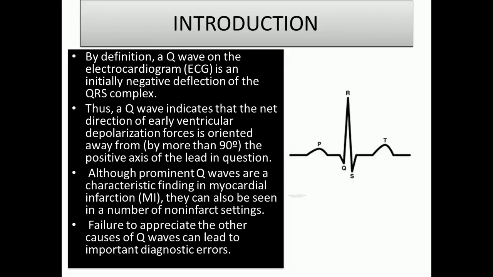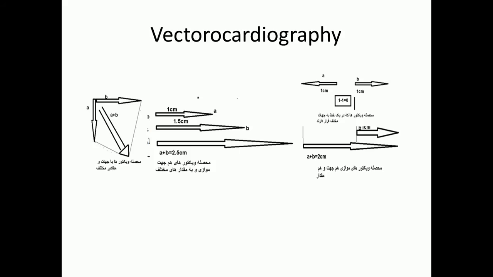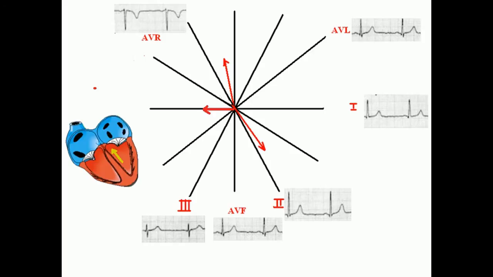By definition, at first we should say that a Q wave is the first negative deflection on an electrocardiogram. There are three positive deflections: P wave, R wave, and T wave, and two negative deflections: Q wave and S wave. By this definition, the first or initial negative deflection is the Q wave, but its mechanism is easily shown here in this diagram.